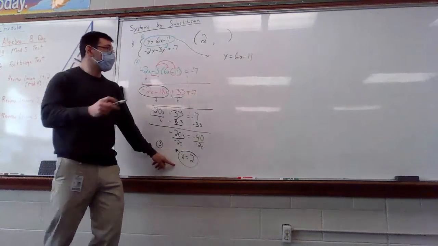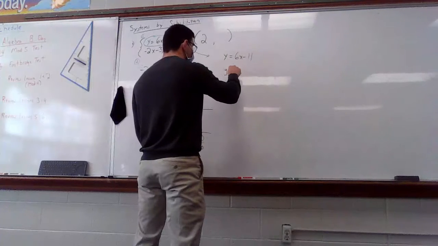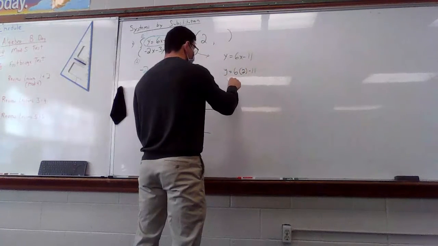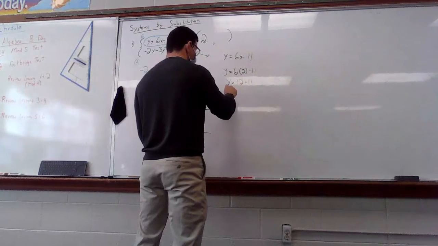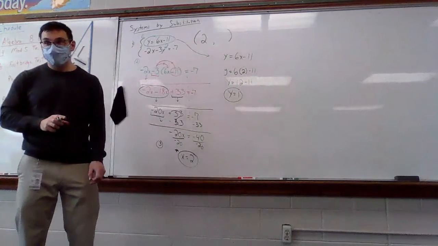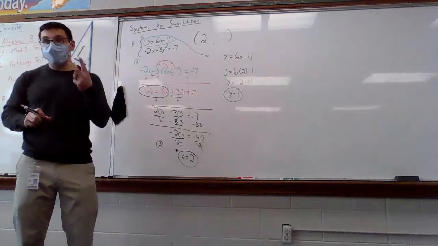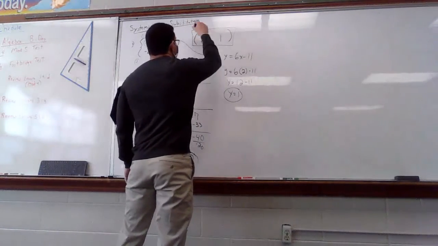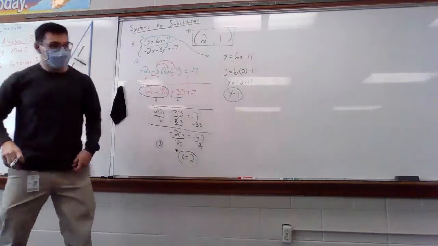2. So now I say y equals 6 multiplied by 2 minus 11. Y equals 12 minus 11. Y equals 1. So I'm solving equations twice, and then I have my answer.